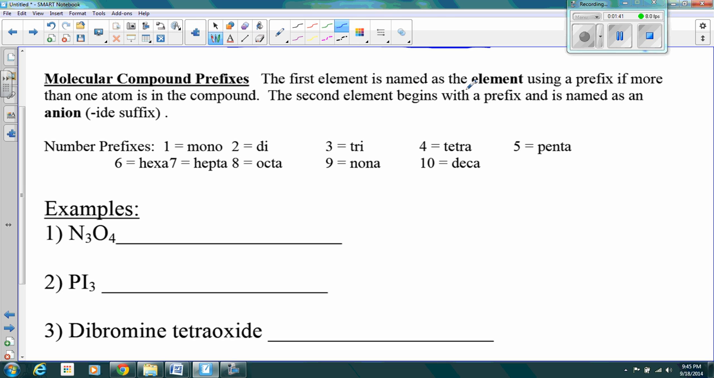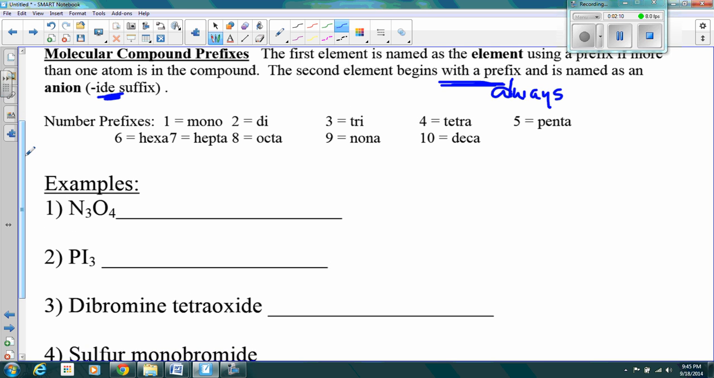So the first element is named as the element using a prefix if more than one atom is in the compound. So I'll show you that in just a second. The second element begins with the prefix always. You always have a prefix on the second element. And it always has an IDE ending. So they're really pretty simple things to write.